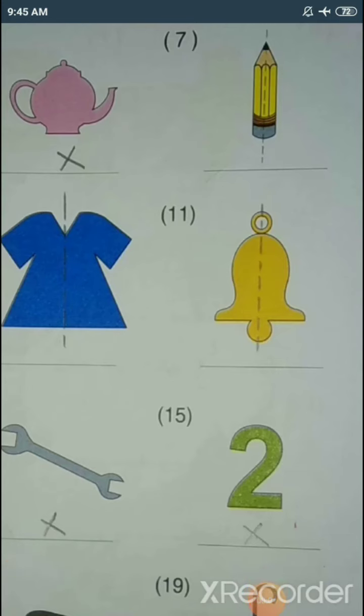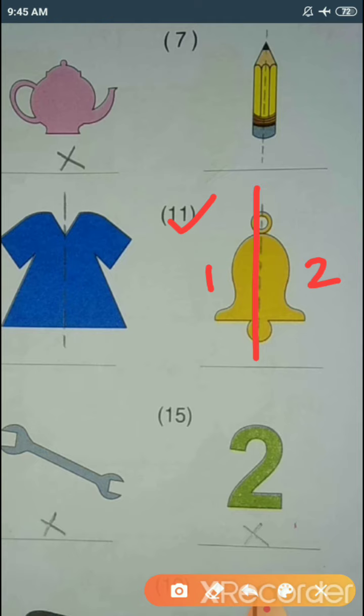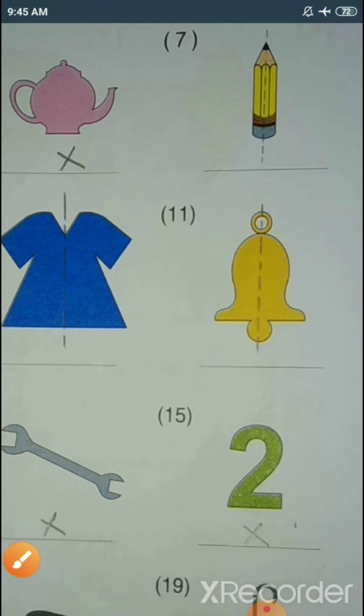Now let's move to figure 11. One bell-like figure is given. With the help of a vertical line, you can see here I have divided this shape into two parts, part 1 and part 2. So we conclude that part 1 is the same as part 2. So again this shape is also included in symmetrical shapes.